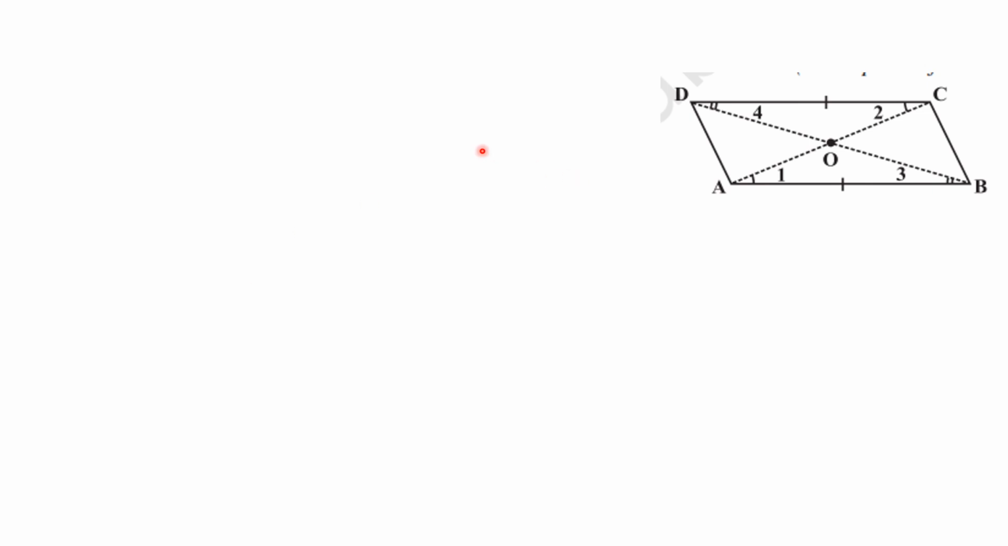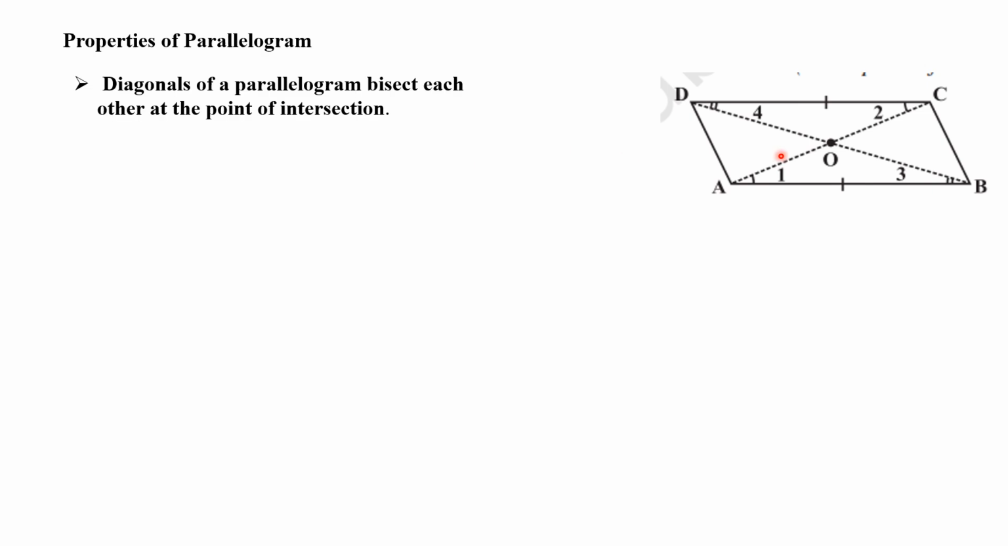So now we will see some more properties of the parallelogram. Another property of the parallelogram is that the diagonals of the parallelogram bisect each other at the point of intersection. So if you see here, AC and BD are two diagonals, they are intersecting at point O. So the property says that the diagonals are getting bisected. Bisected means they are getting divided in two equal parts. So I can say OA will be equal to OC and OB will be equal to OD.